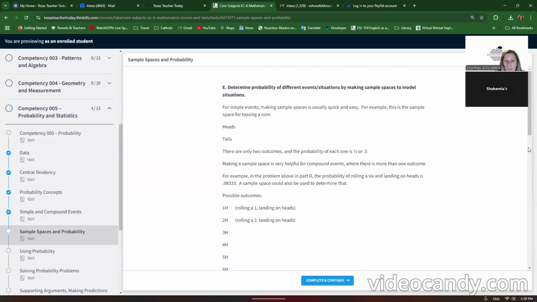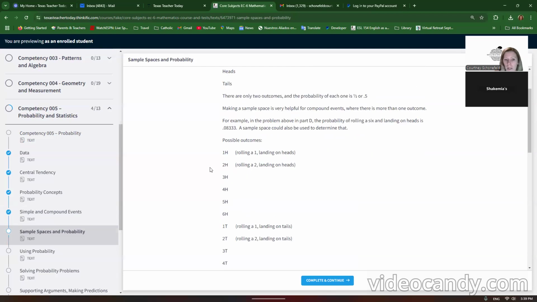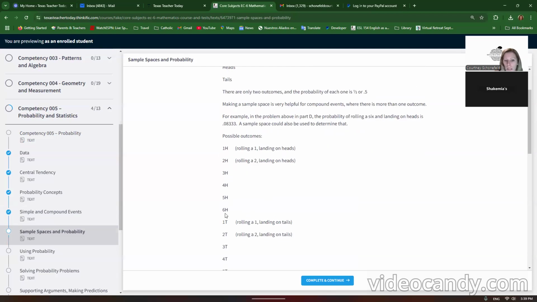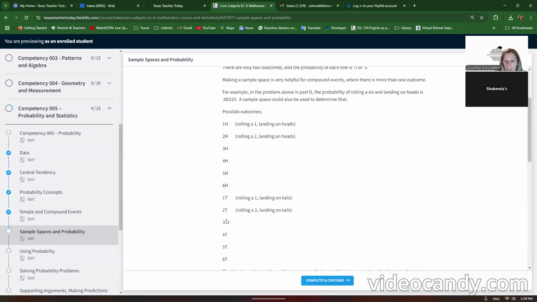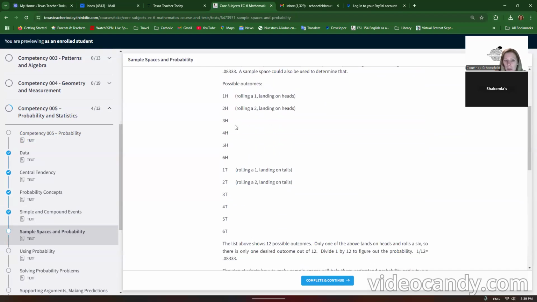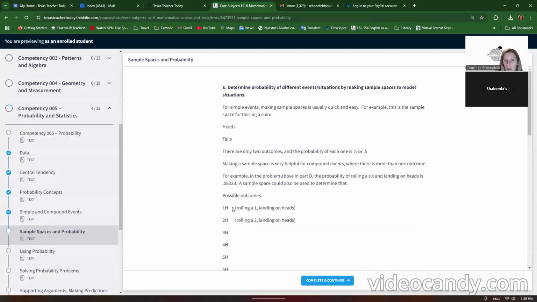Sample spaces. For this, you can draw it out, and that makes it easy to see. So for simple events, like heads or tails, it's very simple. There's only 2. But if we're doing compound events, it gets trickier, right? So here's the probability of rolling a 6 and landing on a heads. Well, we could get a 1 and heads, 2 and heads, 3 and heads, and so on. Or we could get a 1 and a tails, 2 and a tails, 3 and a tails, and so on. And then we can see there's 12 possible outcomes, right?